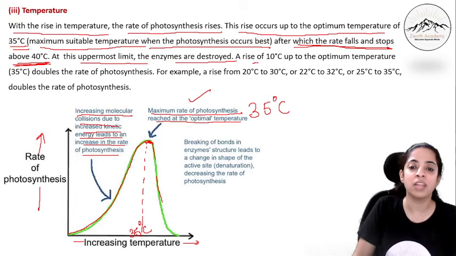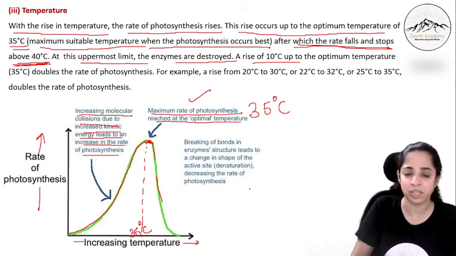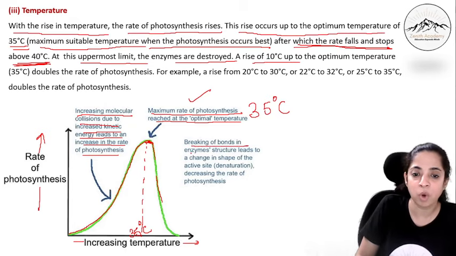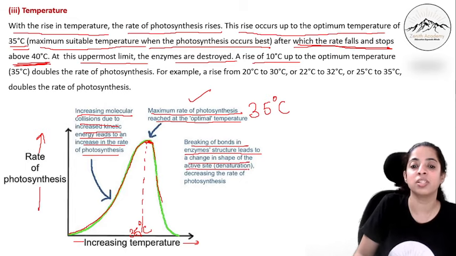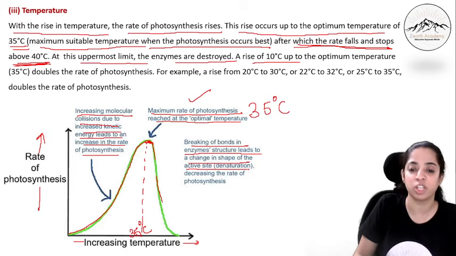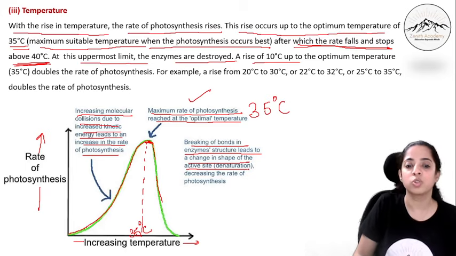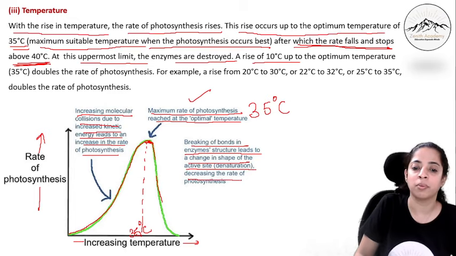So now with every rise of 10 degree, okay, first you watch this. Breaking of bonds in the enzyme structure leads to the change in the shape of active sites. That is, there happens a denaturation. Denaturation हो जाता है enzymes का. So active site का shape change हो जाता है and thereby it decreases the rate of photosynthesis.